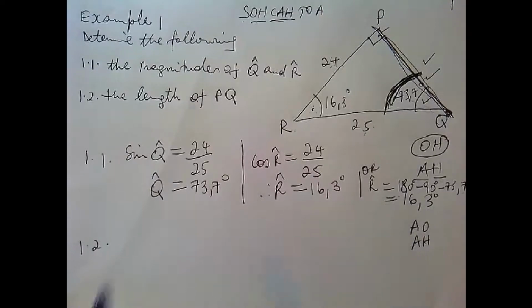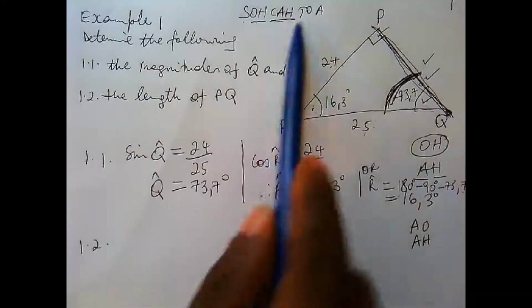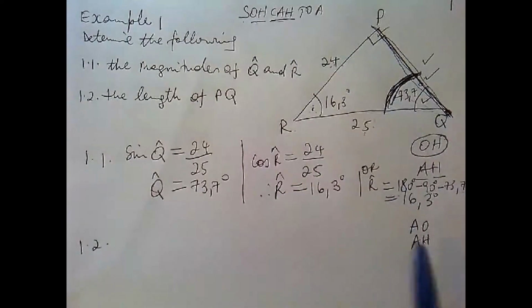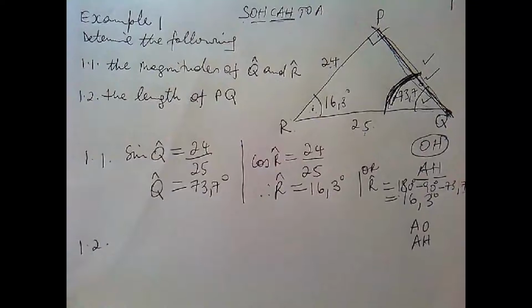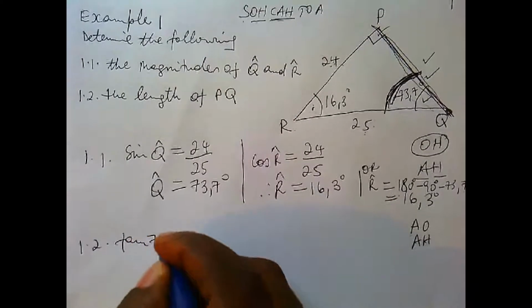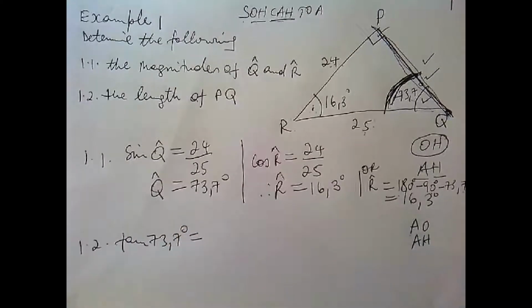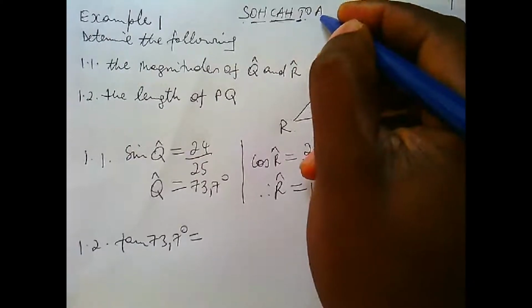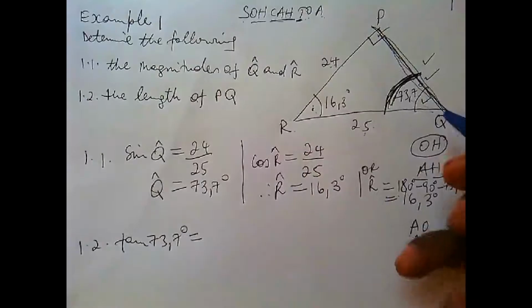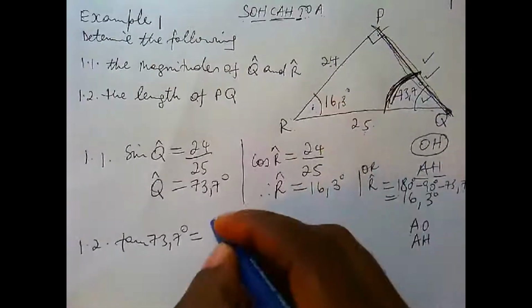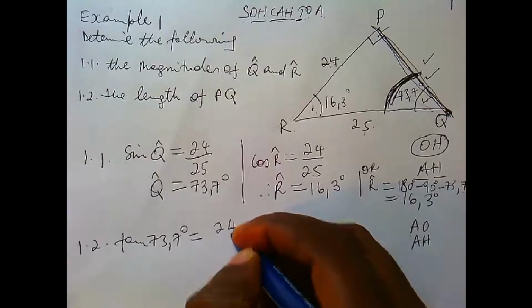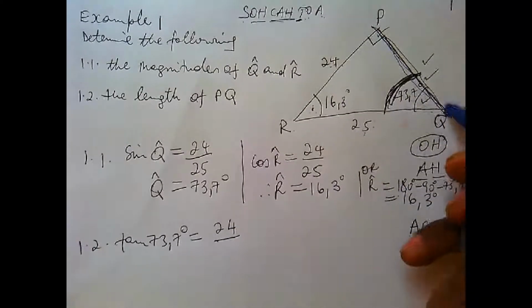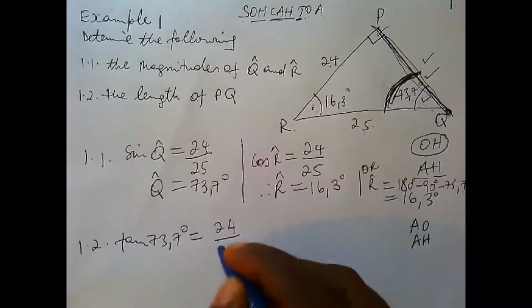So you will decide. If you look at AO, you will see that that is going to be tan. If you look at AH, that is going to be cos of that angle. I will just prefer to use tan for this one, but remember you can use cos as well. So tan of 73.7 degrees will be equal to opposite over adjacent. Remember, tan is opposite over adjacent. So tan of 73.7 will be opposite, which is 24, divided by adjacent, 24 divided by PQ.